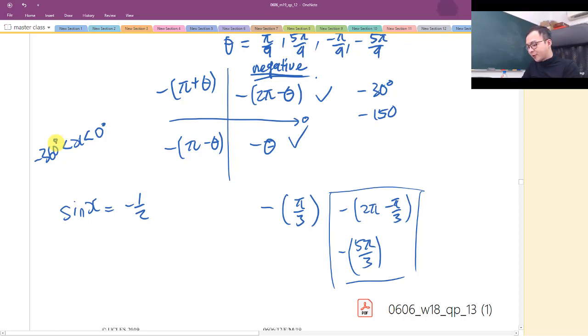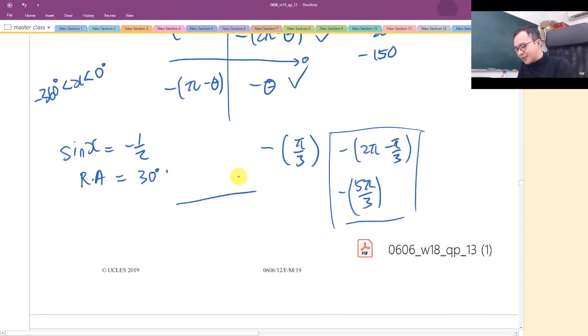So first thing is I need to find the reference angle, right? If this is negative, we need to find the reference angle. The reference angle tells me it is 30 degrees. Then I need to analyze: sine will be negative. Add sugar to coffee tells me sine will be negative in the second and third. So then I will apply the rule here.